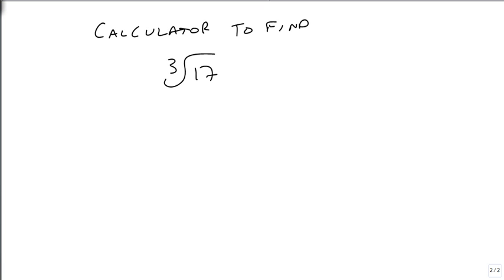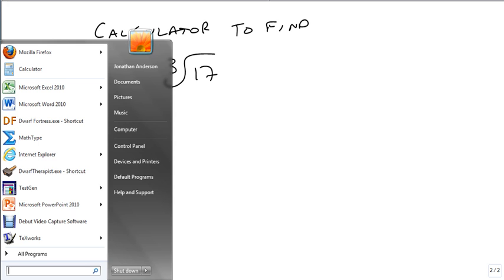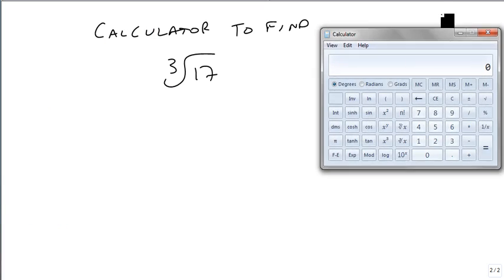Now the last thing that I want to talk about is how we can use a calculator to find nth roots. So what if we don't have a perfect root? This is the cube root of 17. I'm going to open up my calculator here, and I'm going to type in 17. I can just hit this button right here. Let's clear this out. If I do 17 cube root, I get 2.57128, and it keeps going.